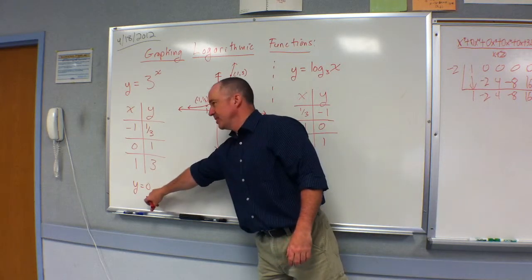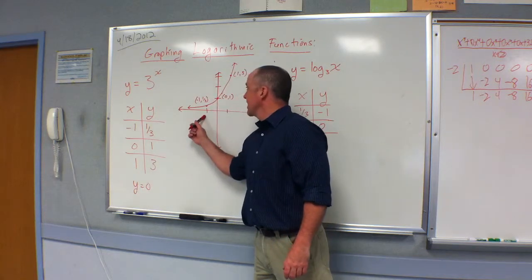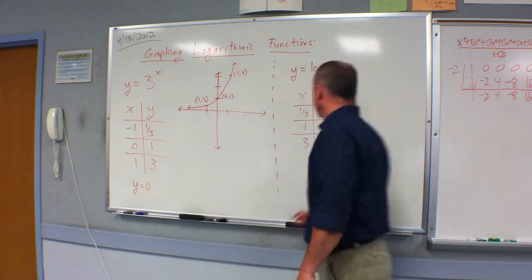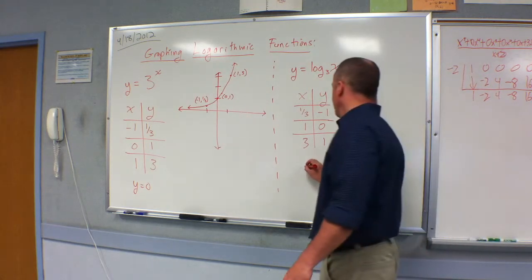My asymptote on the original exponential function was y equals 0. What do you think it's going to be on the logarithmic function? x equals 0.